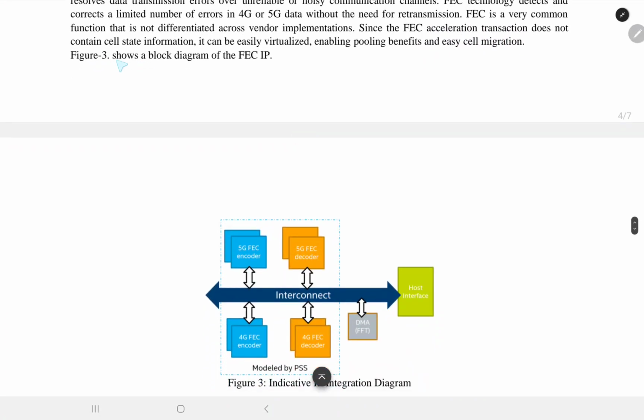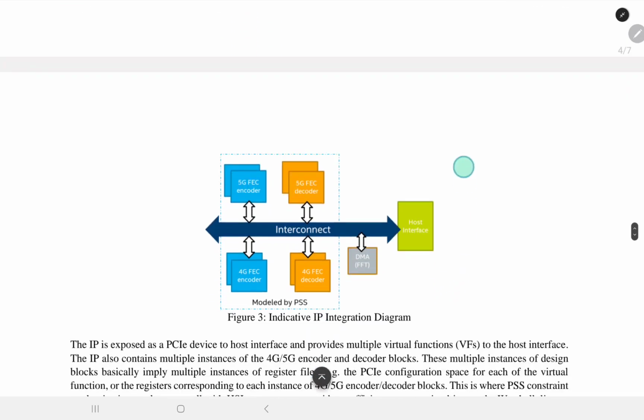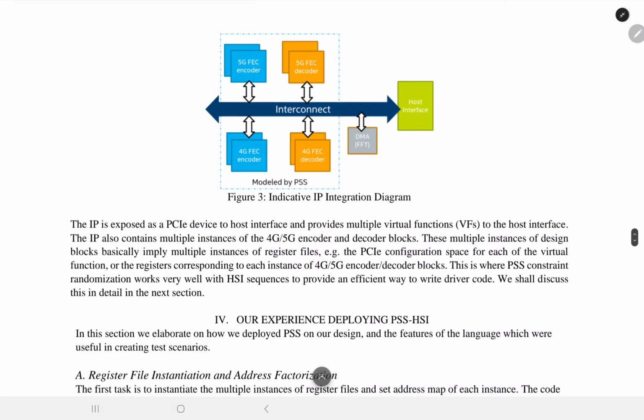Figure 3 shows a block diagram of the FEC IP. Figure 3, indicative IP integration diagram. The IP is exposed as a PCIe device to the host interface and provides multiple virtual functions, VFs, to the host interface. The IP also contains multiple instances of the 4G and 5G encoder and decoder blocks.